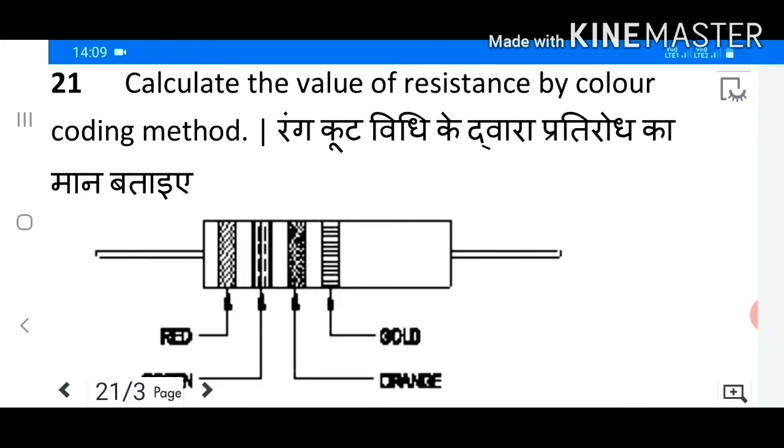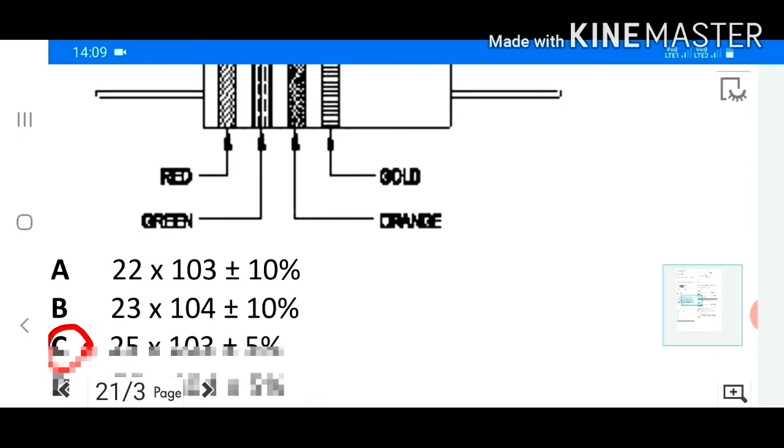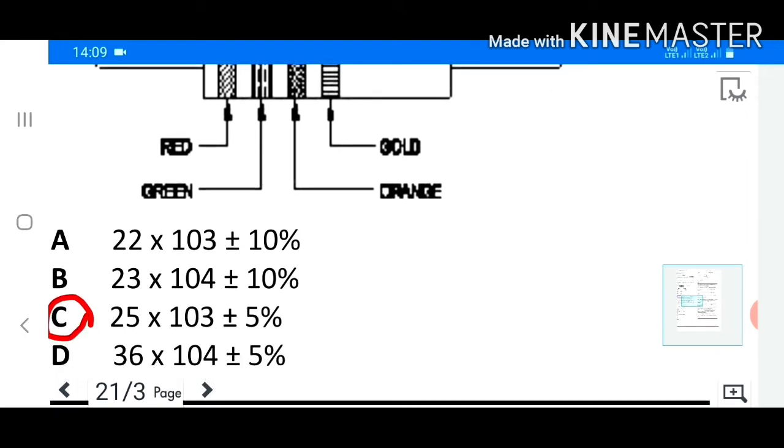21. Calculate the value of resistance by color coding method. Answer C, 25 into 103 plus or minus 5%.